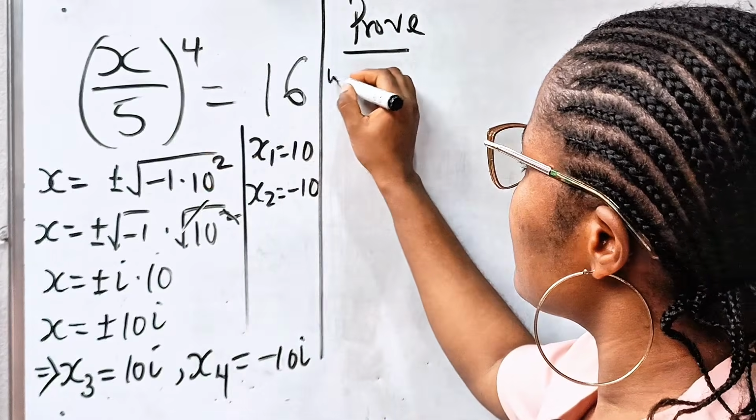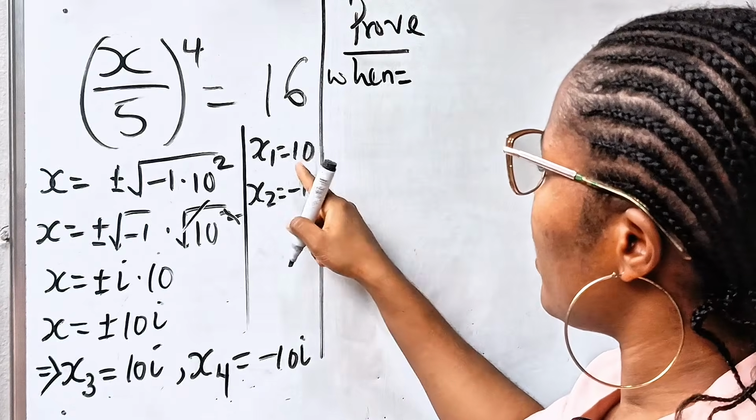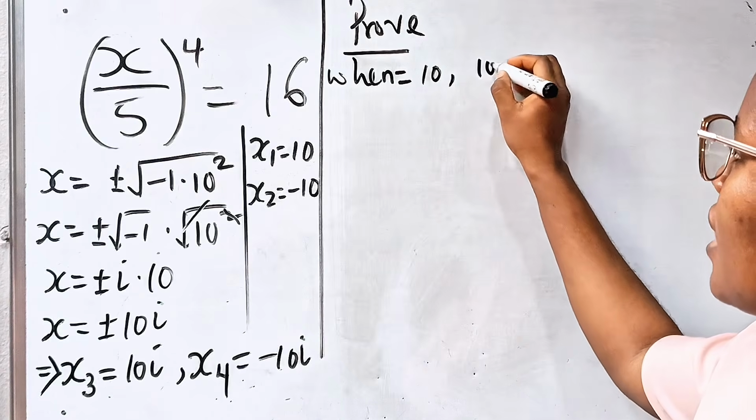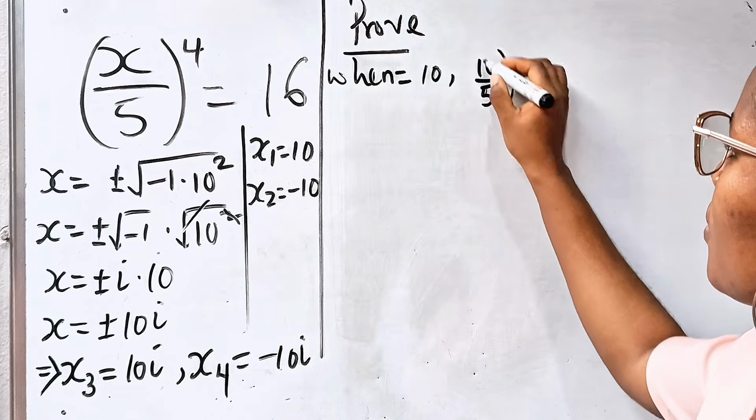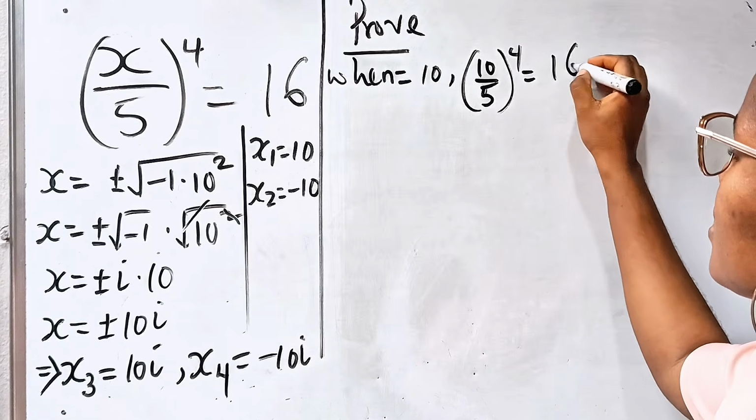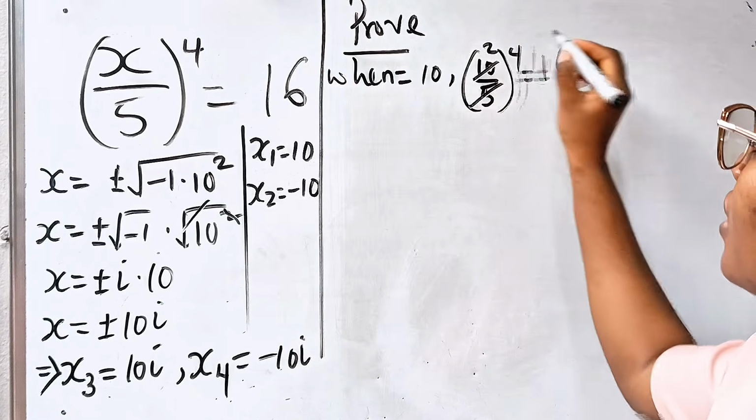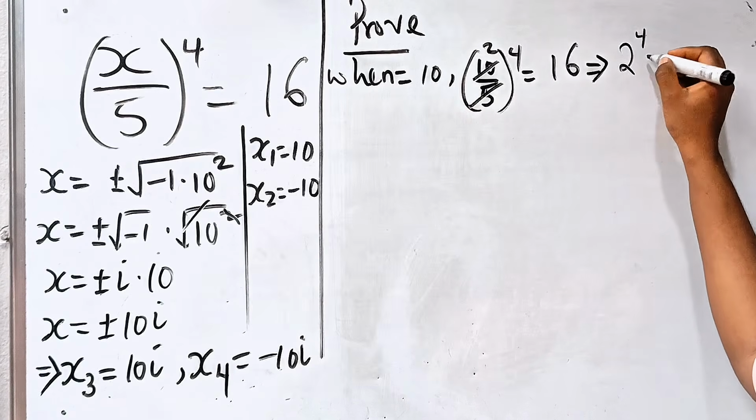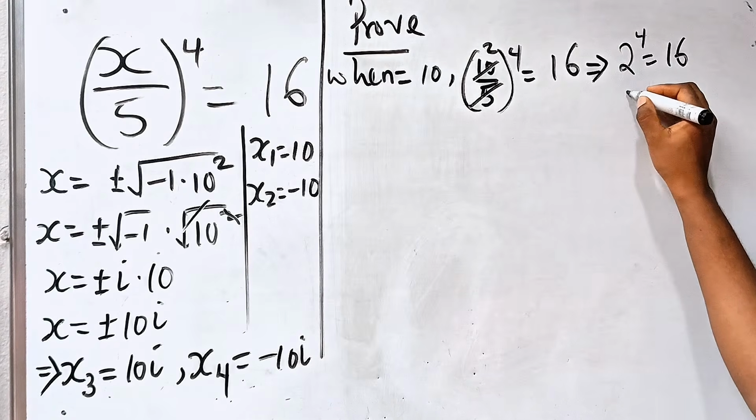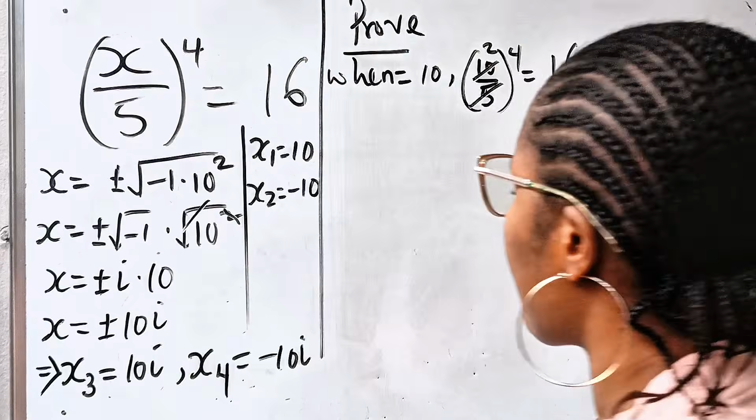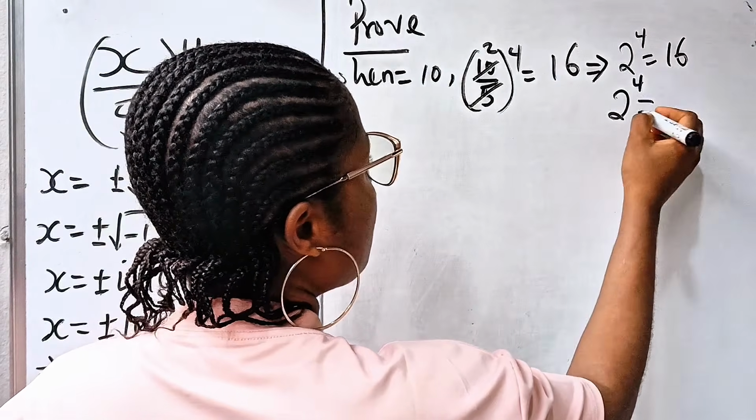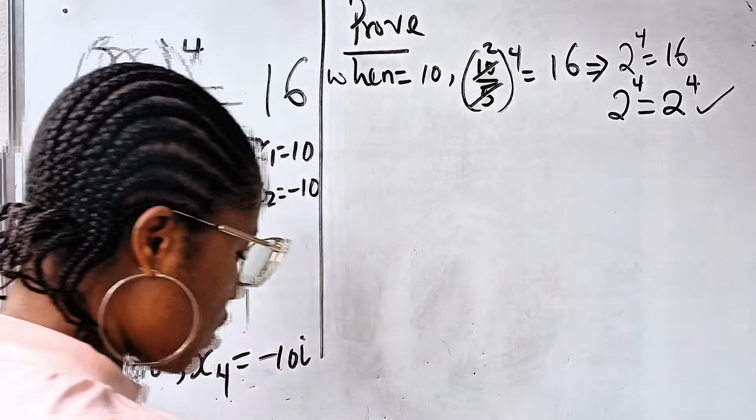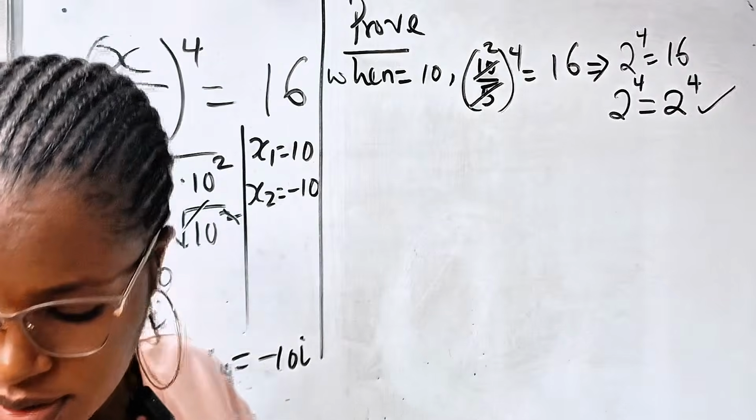Now when X is 10, we have 10 divided by 5 raised to the power of 4 is 16. 5 will go into 10 twice. So we have 2 to the power of 4 is 16. So we have 2 to the power of 4 is equal to 16. And this is correct. So the left hand side equals the right hand side.